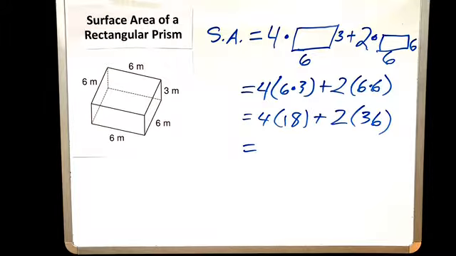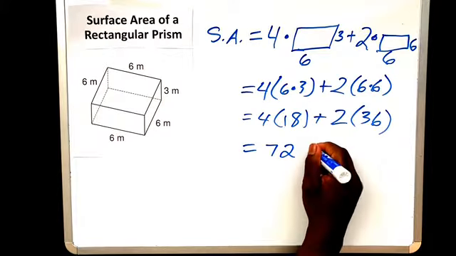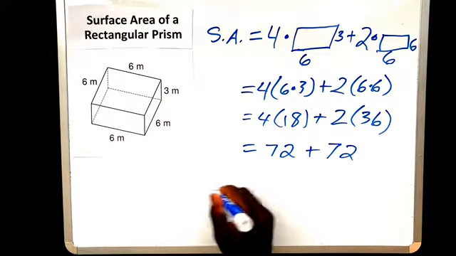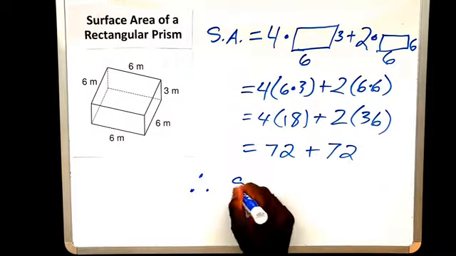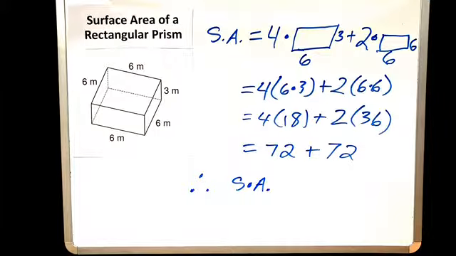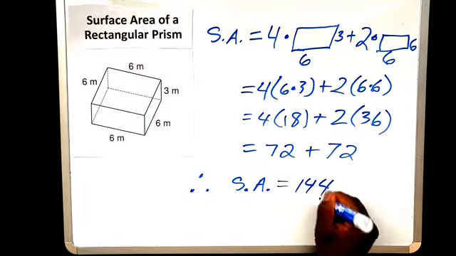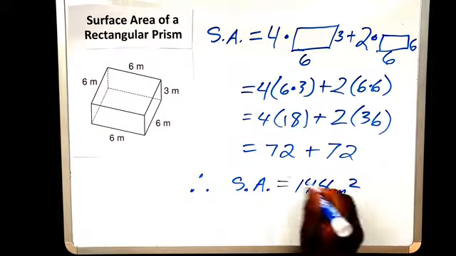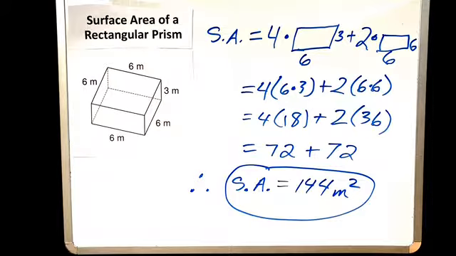Okay, now we're just dealing with multiplication and addition. So 4 times 18 gives us 72, plus 2 times 36 gives us 72 as well. Therefore, the surface area is equal to 144. But don't forget, if it's area, it's going to be meters times meters, which is meters squared. And that is how you find the surface area of a rectangular prism.